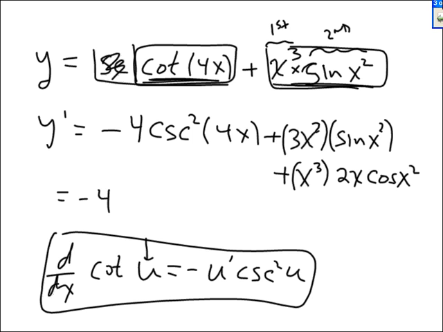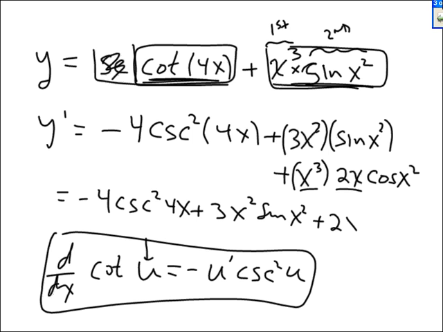We get negative 4 cosecant squared of 4x plus 3x squared sine of x squared plus 2x times x cubed, which is 2x to the 4th, times cosine of x squared. And there is your answer.